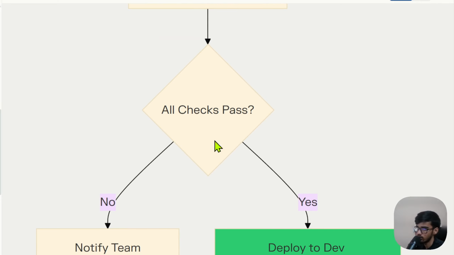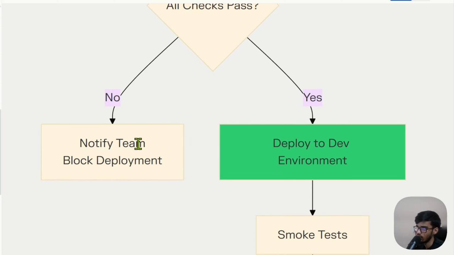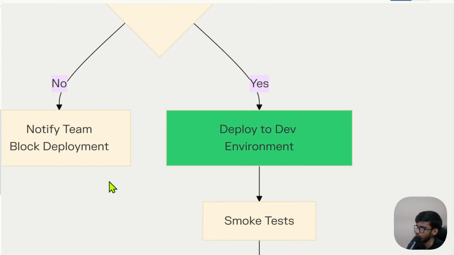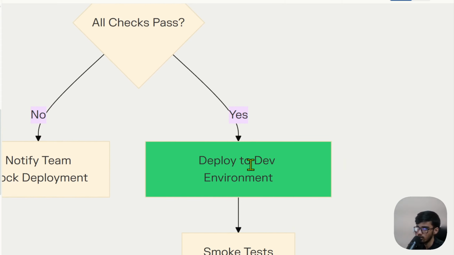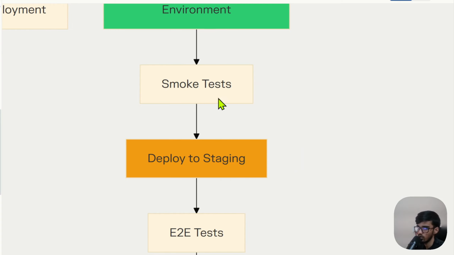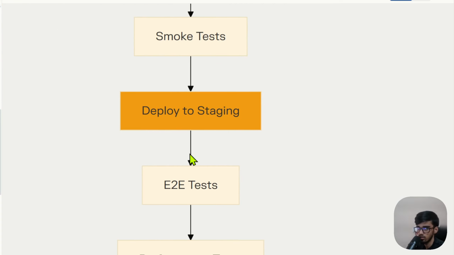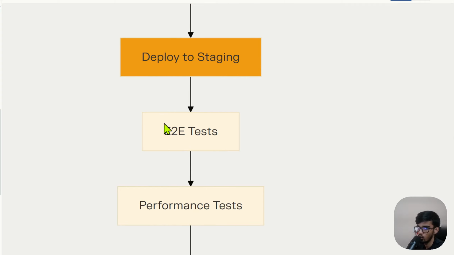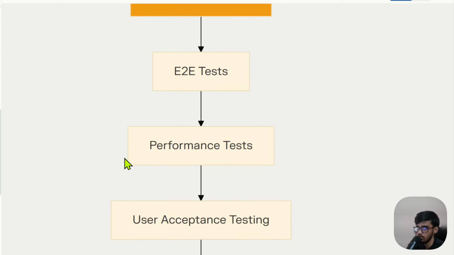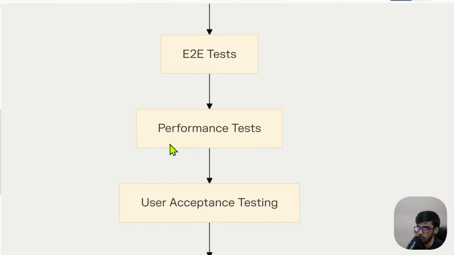Then we have checks again, whether all the checks are passing or not, and then we notify the team if it is failing, and if it is passing, we just go ahead and deploy it. Smoke testing is done, staging is deployed, end-to-end testing is done again, and performance testing, how well it is performing under load, like from 100,000, millions or billions of users. So those are tested. Every company does it. Performance testing is very important.